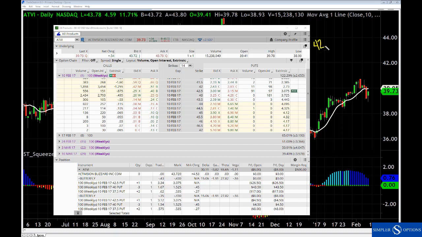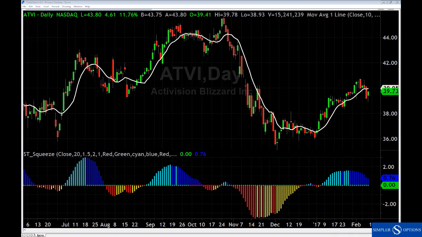Now tomorrow, more than likely this will expire worthless, but if it doesn't, the only thing we need to focus on is the management of what will be the 42.5/40 put debit spread. We just want to sell out of this spread, taking in whatever credit possible, and then leave the other piece of that to expire worthless. So that one looks to be opening much more favorably.